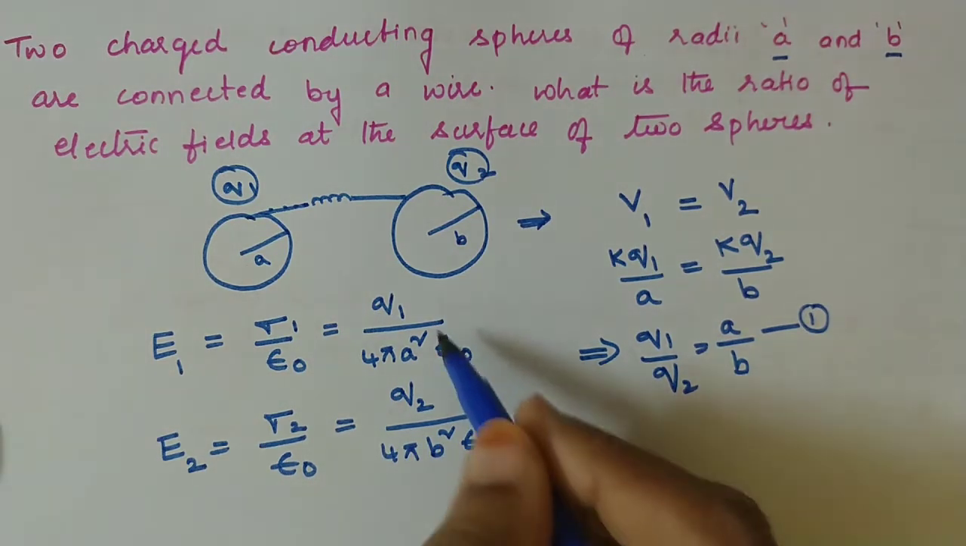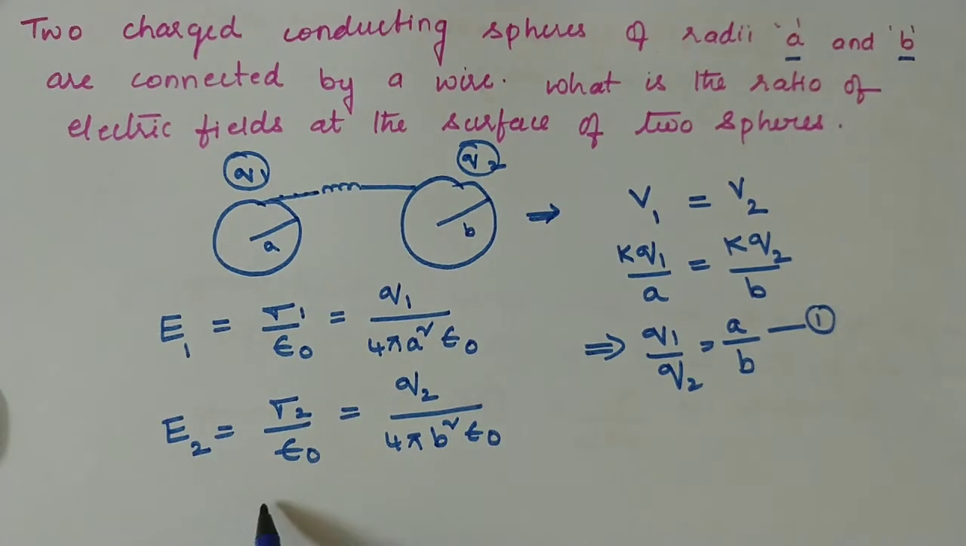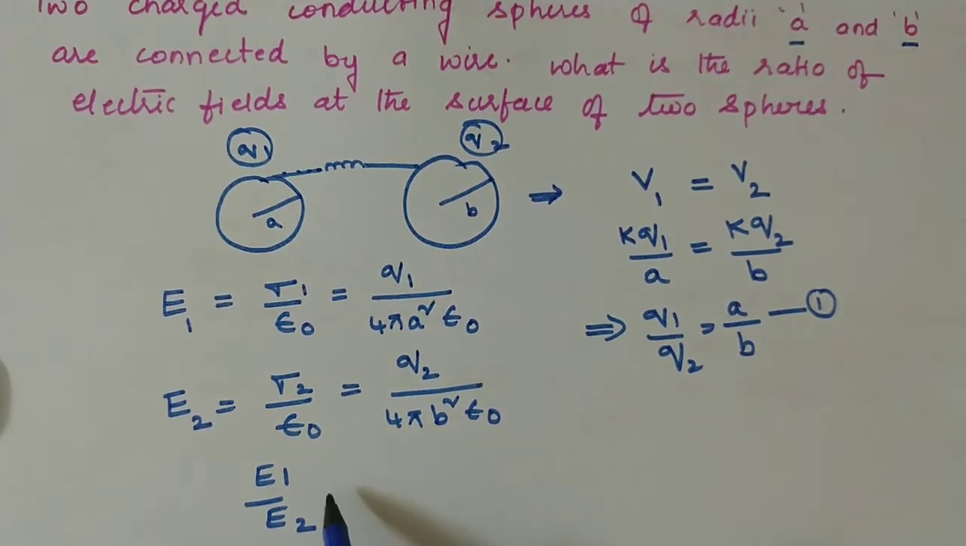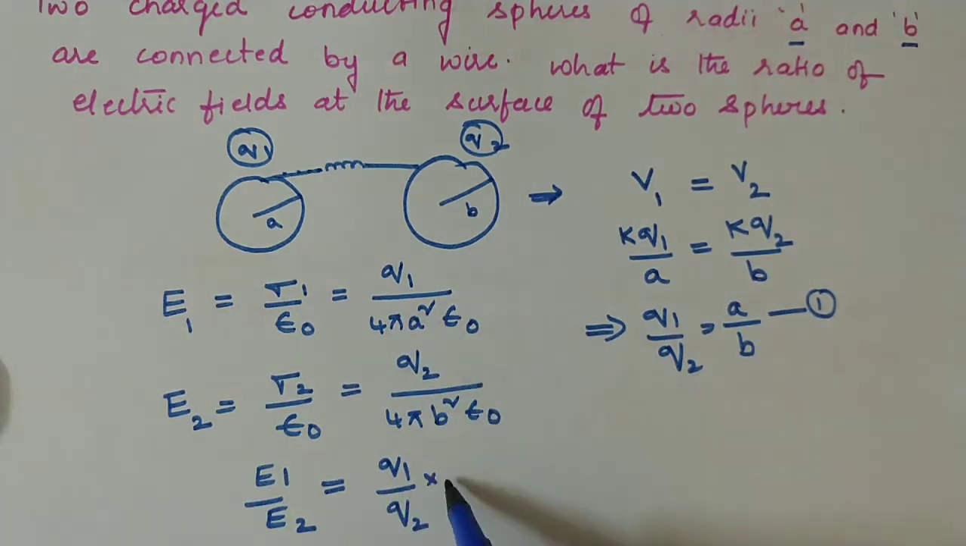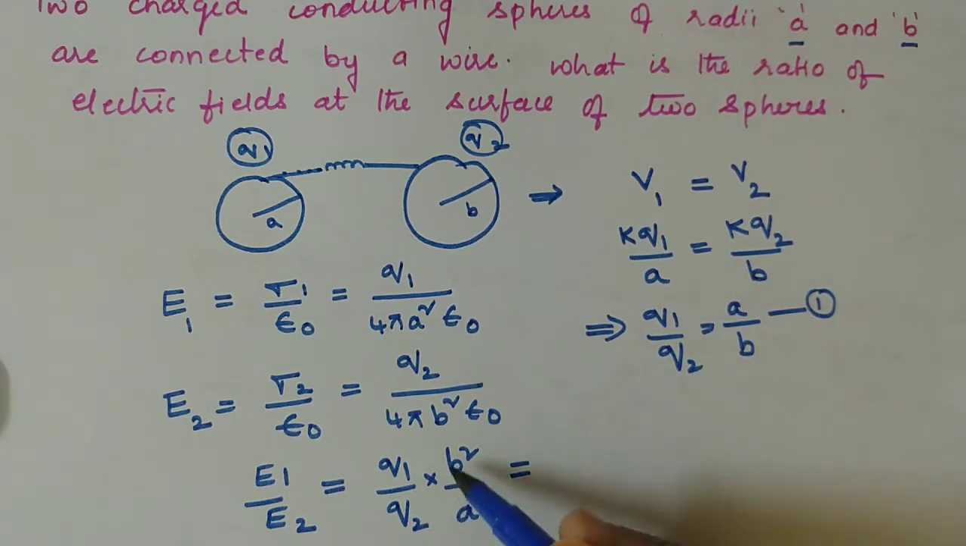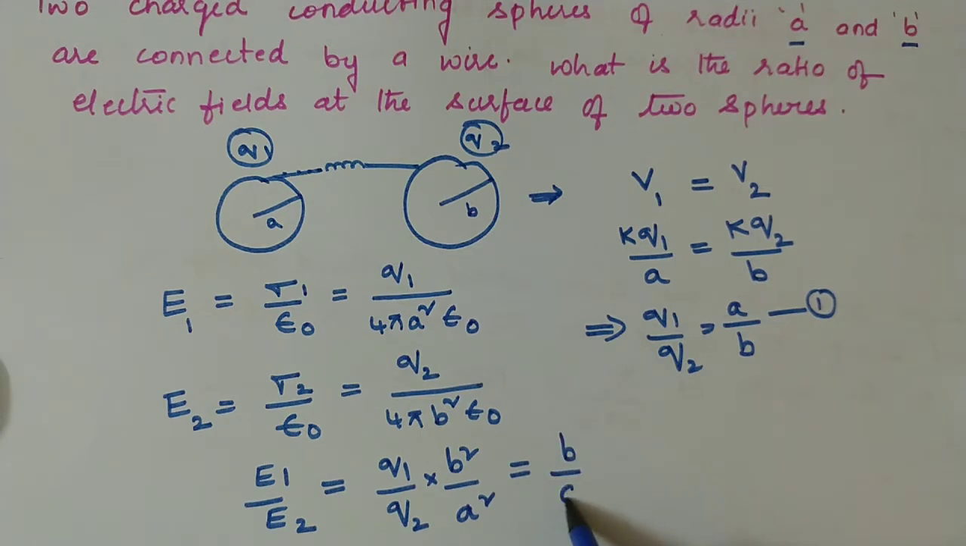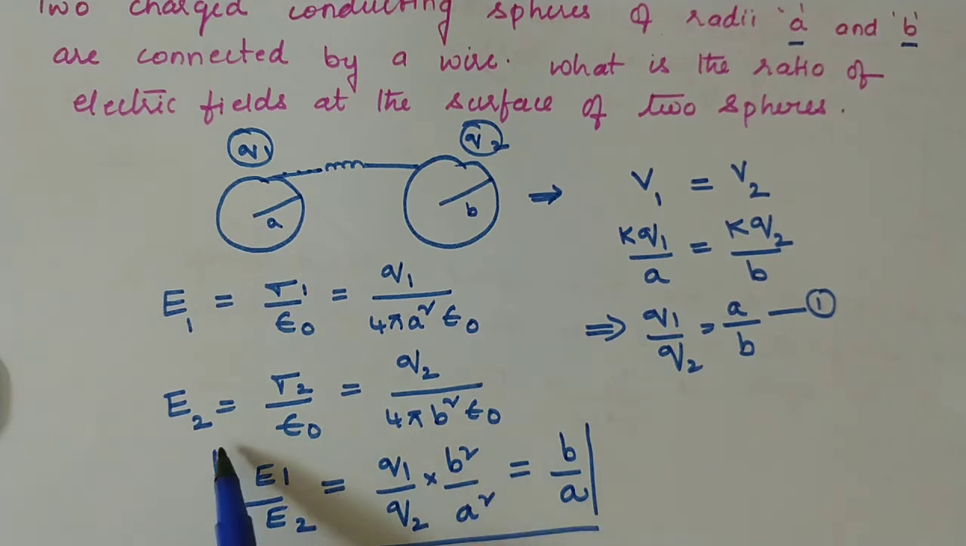Compare the two relations, that means divide both of them. We'll get E1 by E2 as q1 by q2 into b square divided by a square. And since we already have q1 by q2 as a by b, one a and b gets cancelled. We are left with b by a. So this gives you the ratio of electric fields of these two spheres after connecting them by a wire.